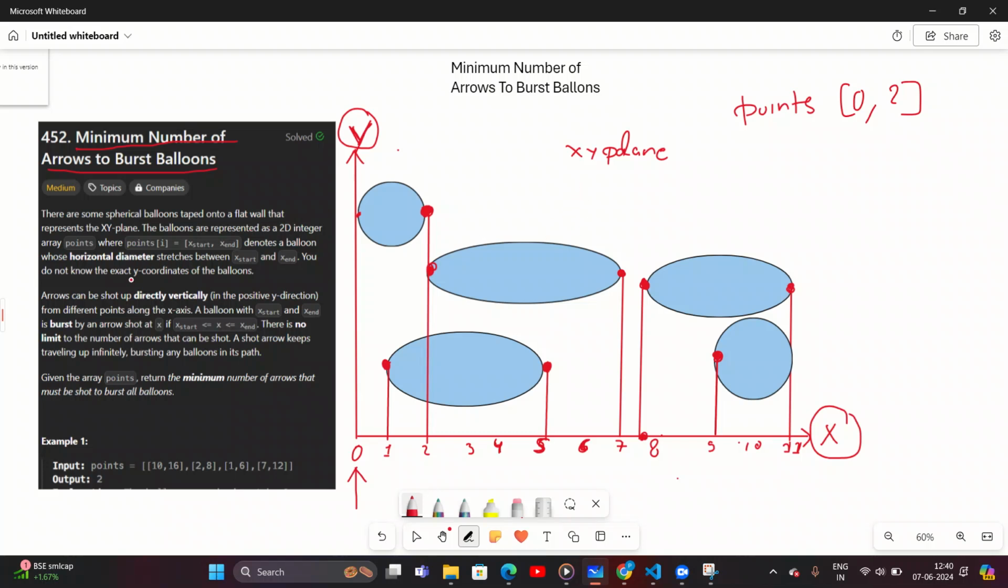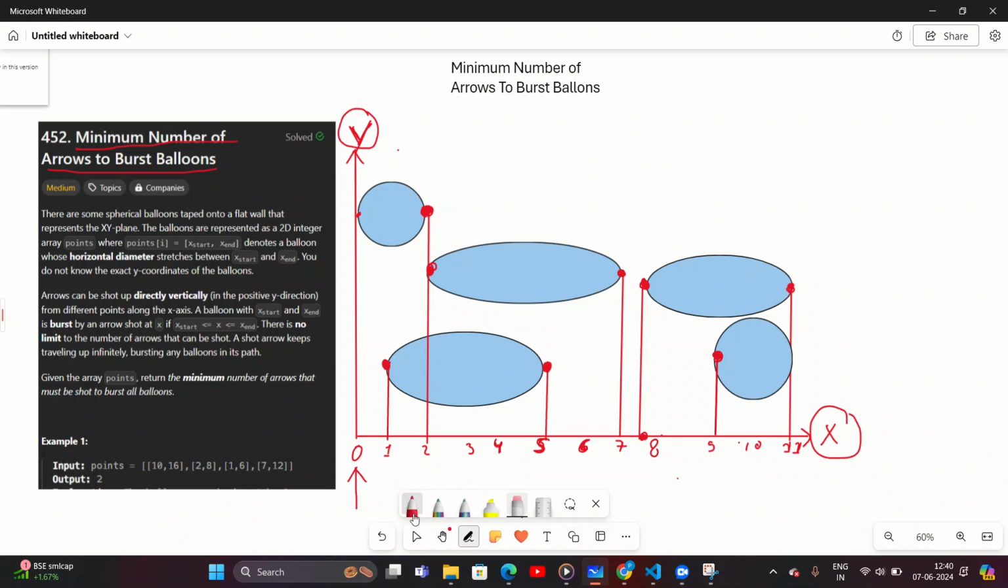And what else has been told is that we do not know the exact y coordinates of this balloon. If we do not know, then we need not know it in order to solve this problem. So we will leave that. This is what is told in this problem statement.